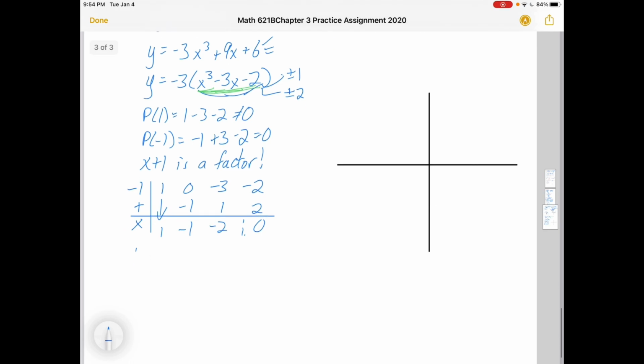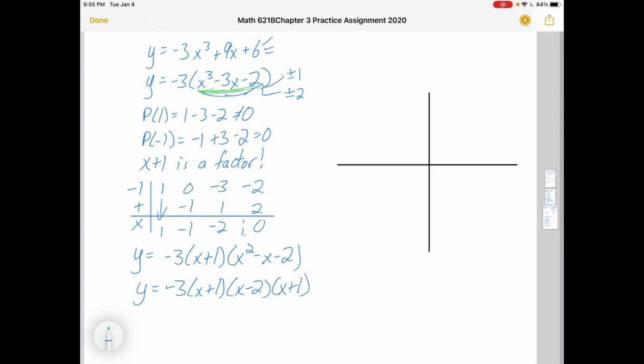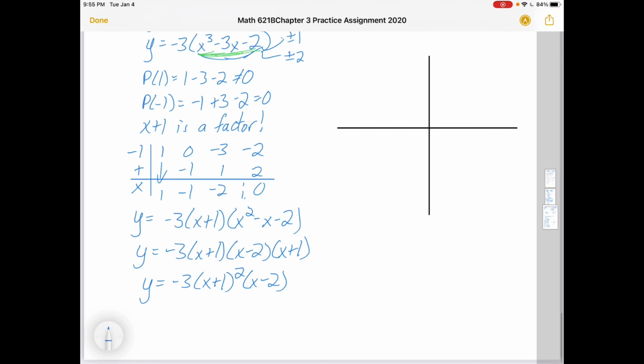So we know at this point that the function is actually negative 3, x plus 1, x squared minus x minus 2. Well, we'll just factor some more then. Magic numbers that add to negative 1 and multiply to negative 2 are minus 2 and positive 1. And we've got a doubled root here, so let's write it that way: x plus 1 all squared by x minus 2. Okay.